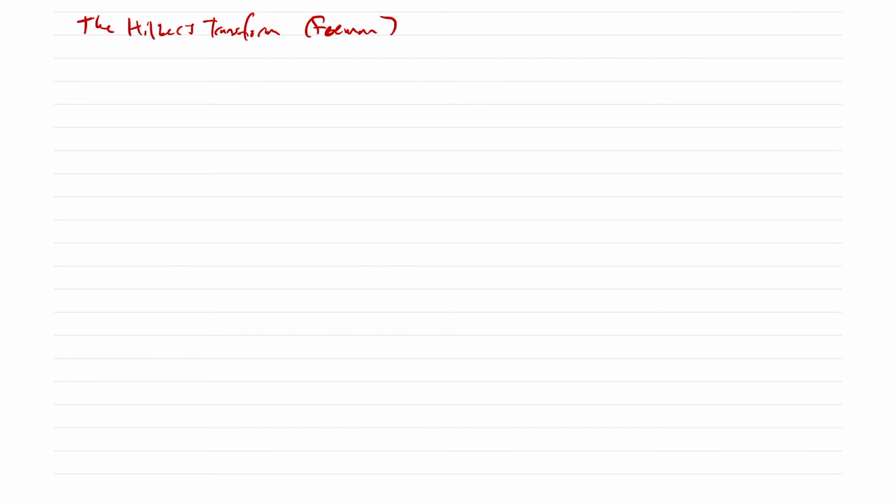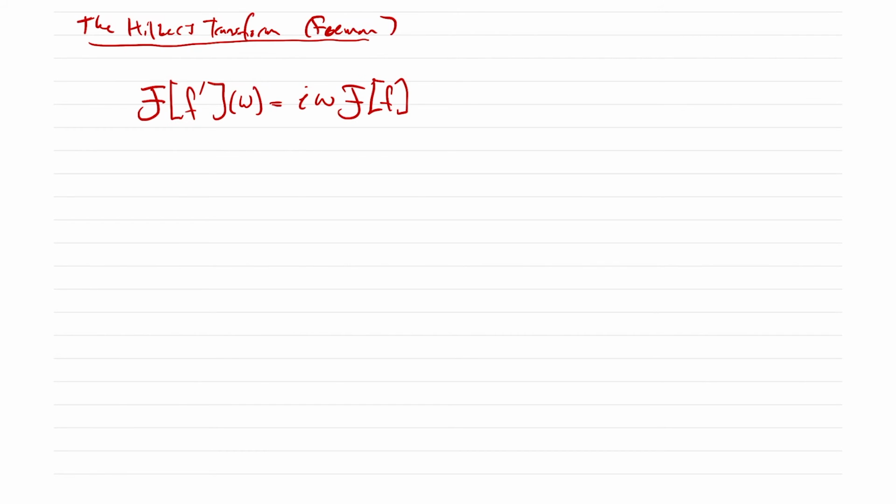So where do we start? Well, a good place to start is to go back and recall this property of Fourier transforms. If we take the Fourier transform of the derivative of a function evaluated at w, then this is going to be i times w times the Fourier transform of the function f at w.